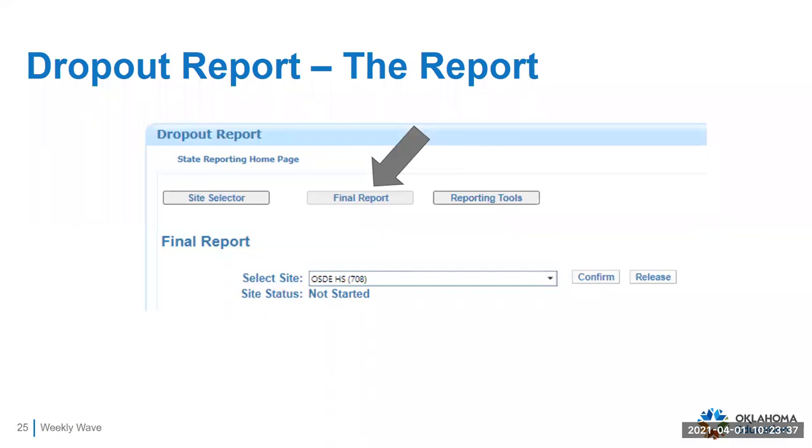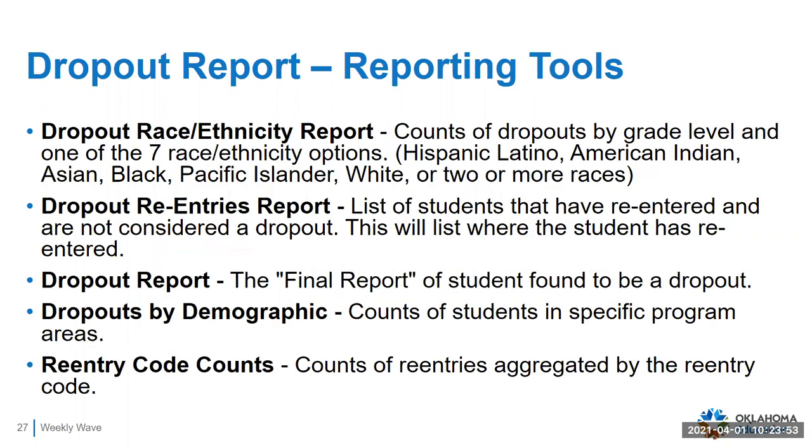All right, so that is essentially the final report. It's just going to show you the list of students that are listed as a dropout with the exit reasons and so on for that student. So going into the reporting tools, we do have 5 different reporting tools available for you. You can kind of get an idea of what they all are. I'm not going to read through all of them.